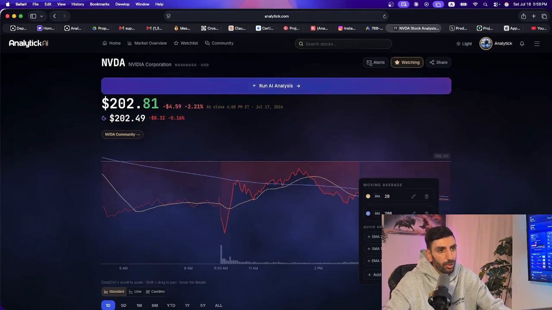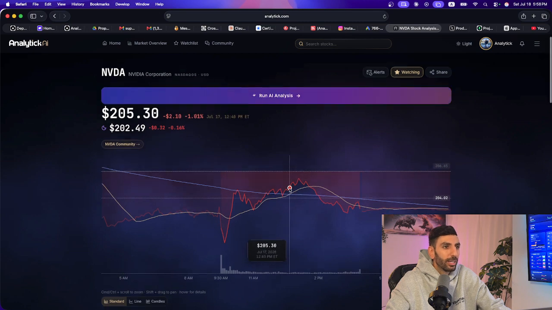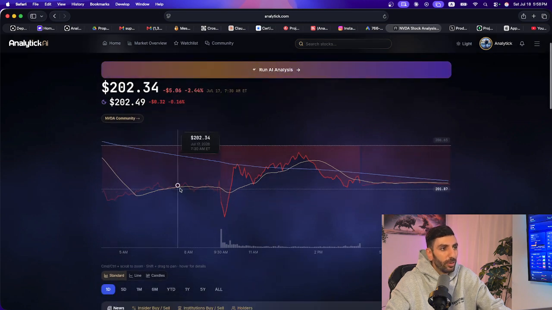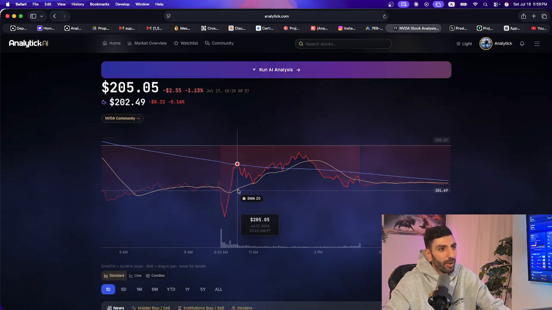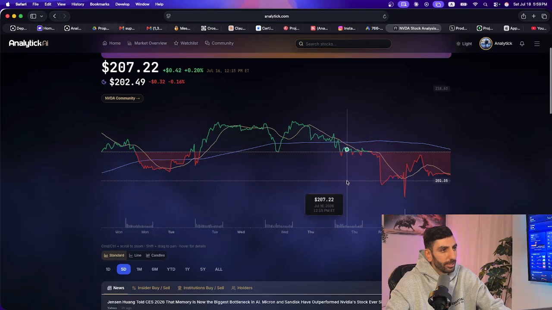Let me start with the short term first. As you can see here, the 20 moving average is very, very supportive in the chart. The moment the chart goes above the 20 moving average, you can see how it is supporting the price. The moment we break the 20 moving average, we're going to be in a bearish trend. I want you to see how you can use it.